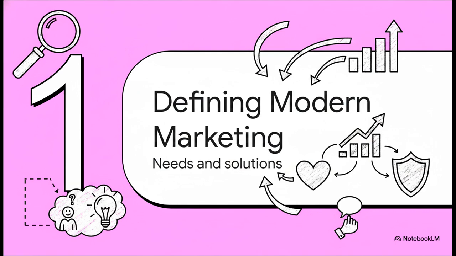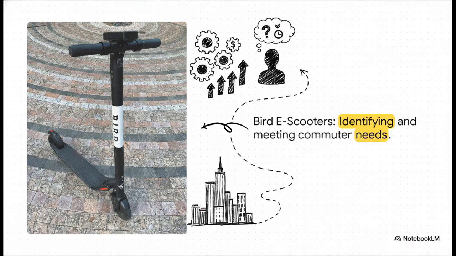All right, let's hit Section 1, Defining Modern Marketing. Right off the bat, I need you to clear your mind of the idea that marketing is just about aggressively selling things. It's not. It's fundamentally about identifying human and social needs and then solving them. So if you get a short answer question asking for a real-world application, point straight to Bird e-scooters.